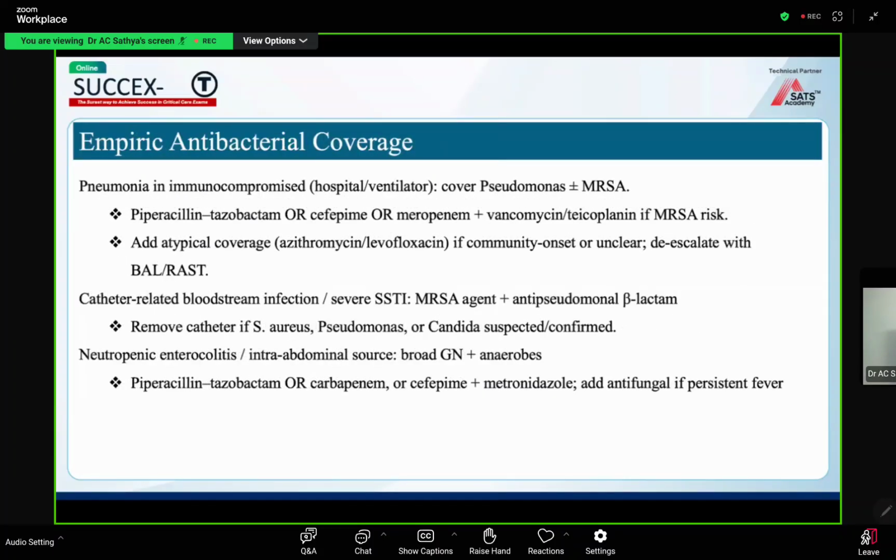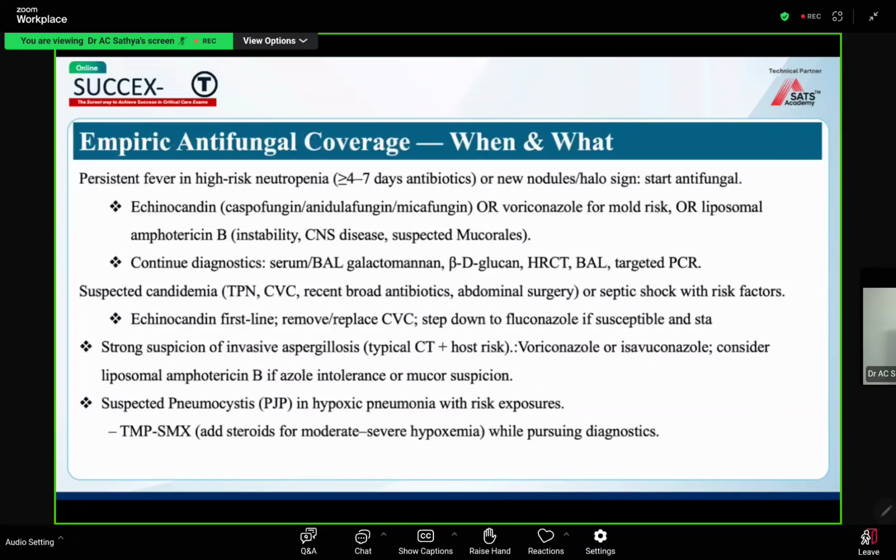So empirical antibiotic coverage, site-specific, we have seen this before. When there's persistent fever and persistent neutropenia after at least 4 days of antibiotics, and new nodules or halo sign on the X-ray or CT, start antifungal. And whenever you're thinking of mold, always think of amphotericin B or at least isavuconazole. When there's a suspected candidemia, start echinocandin as first line. When there's a strong suspicion of aspergillosis, voriconazole, isavuconazole, or amphotericin B.